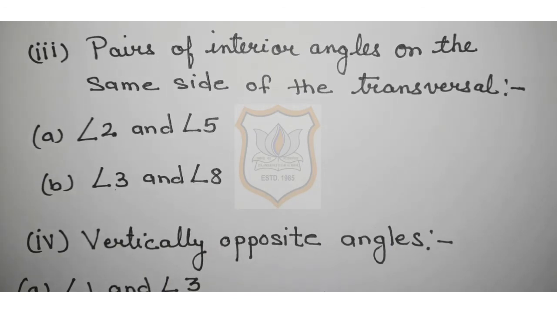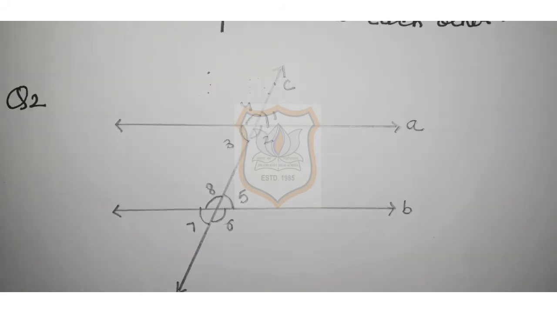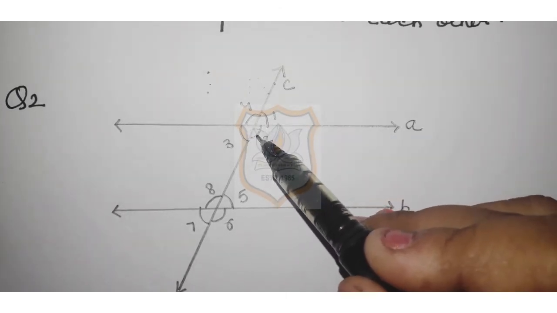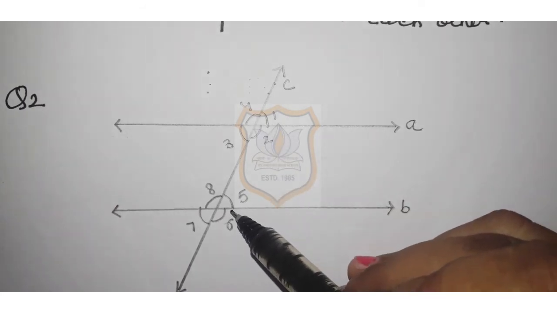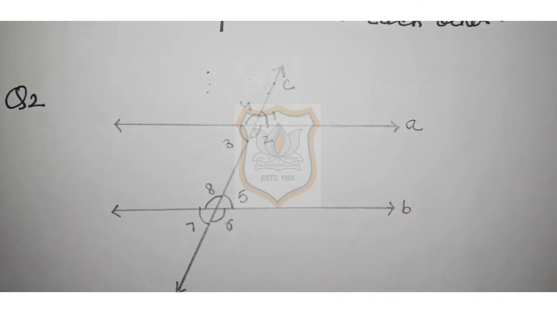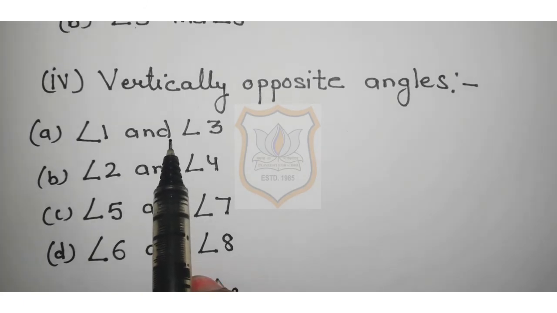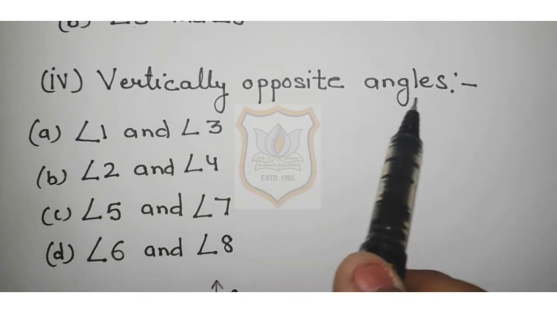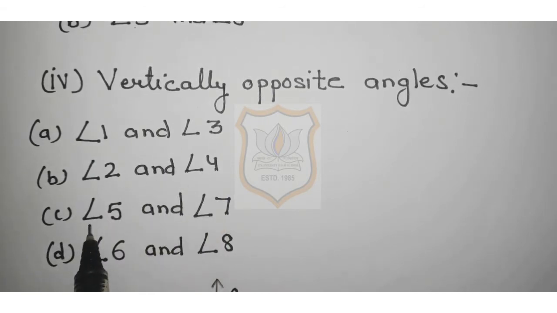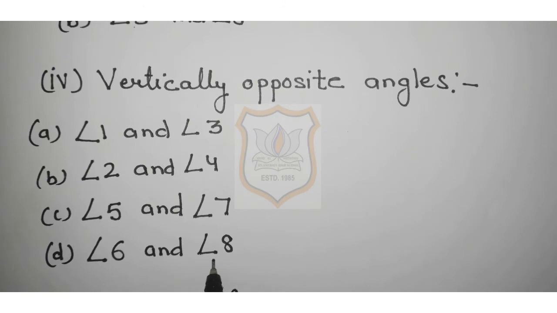And fourth one is you have to tell the vertically opposite angles. So let's see in the figure first. Look at this figure again very carefully. There are 4 pairs of vertically opposite angles and they are angle 1 and angle 3 and angle 2 and angle 4, and angle 5 and angle 7 and angle 8 and angle 6. Friends, in this way you have to write the answer of fourth part. Vertically opposite angles, they are angle 1 and angle 3, angle 2 and angle 4, angle 5 and angle 7 and angle 6 and angle 8.